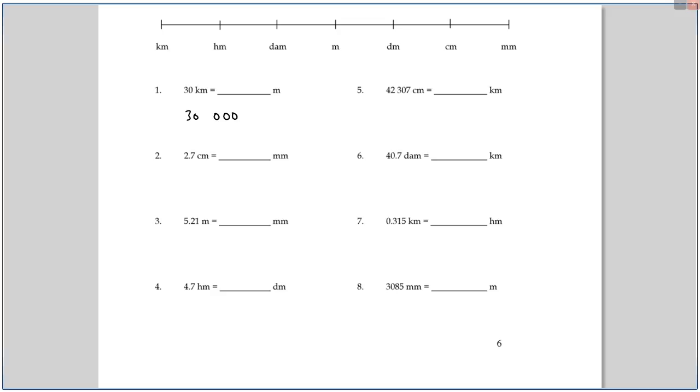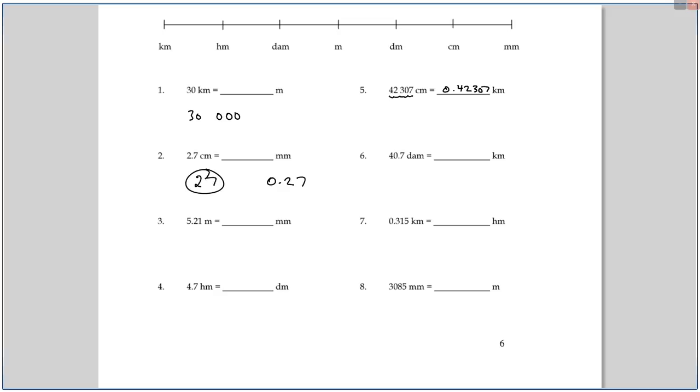Next one, centimeter to kilometer. How many jumps? Centimeter to kilometer, that's 5 jumps. Unit is getting bigger, so we got to get smaller. So 5 jumps. It's all going to go all the way to the front, right? So 0.42307. Number 2 is glorious. It's so easy. 1 jump, right? So is it 27 or is it 0.27? Like, which one do you pick? Yeah, 27. Because the unit gets smaller, number gets bigger.